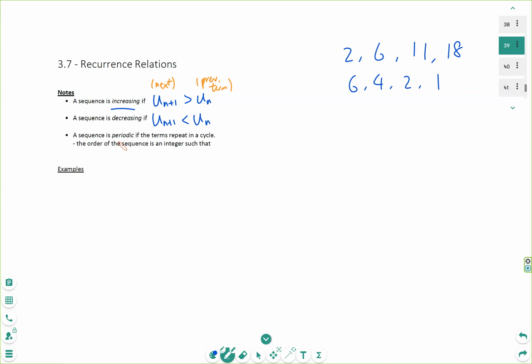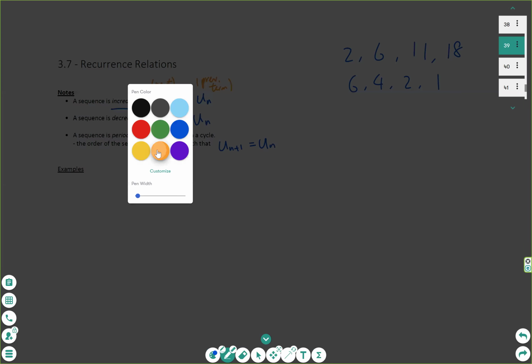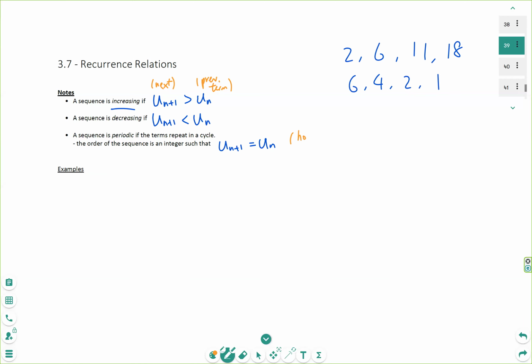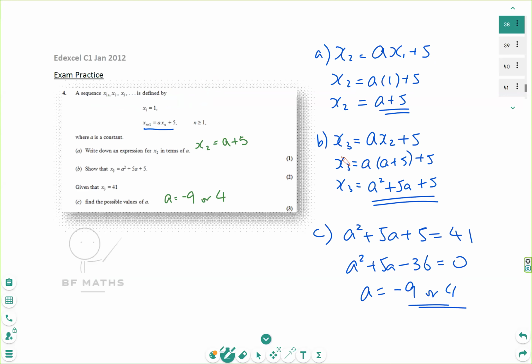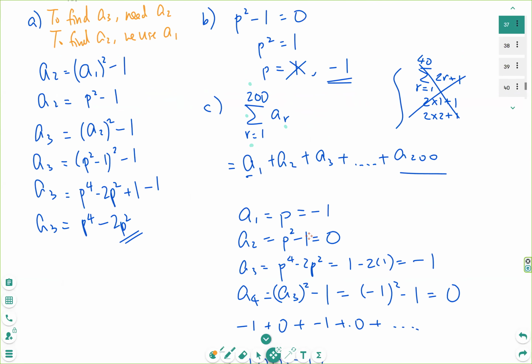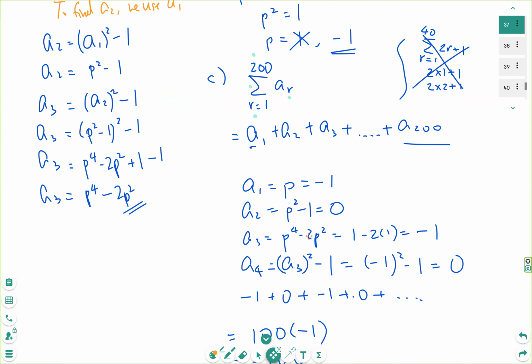A sequence is periodic if the terms repeat in a cycle. The order of a sequence is an integer such that un plus 1 equals un. In simple words, it means how many terms are in between a cycle. You can refer back to the previous example. Question C: if you look, -1, 0, -1, 0, -1, 0, so this is a period of 2.